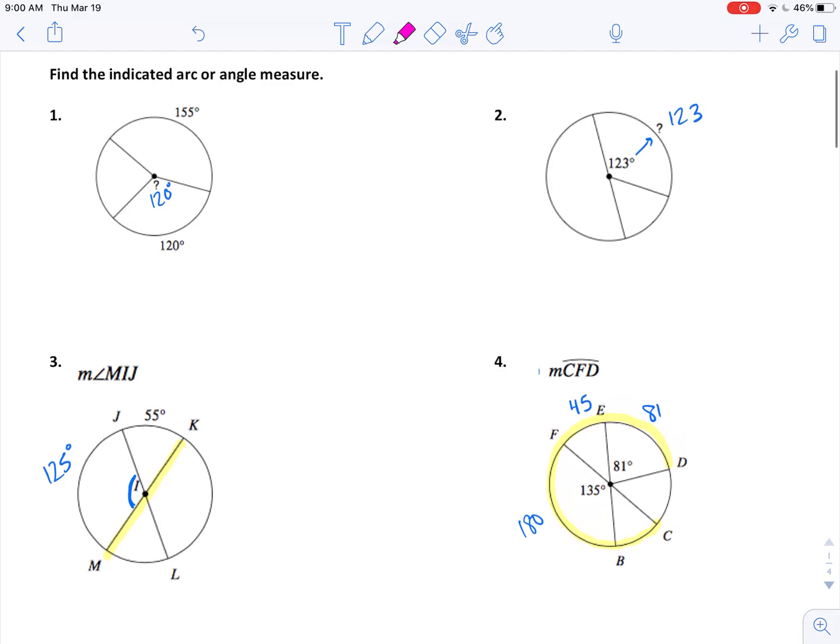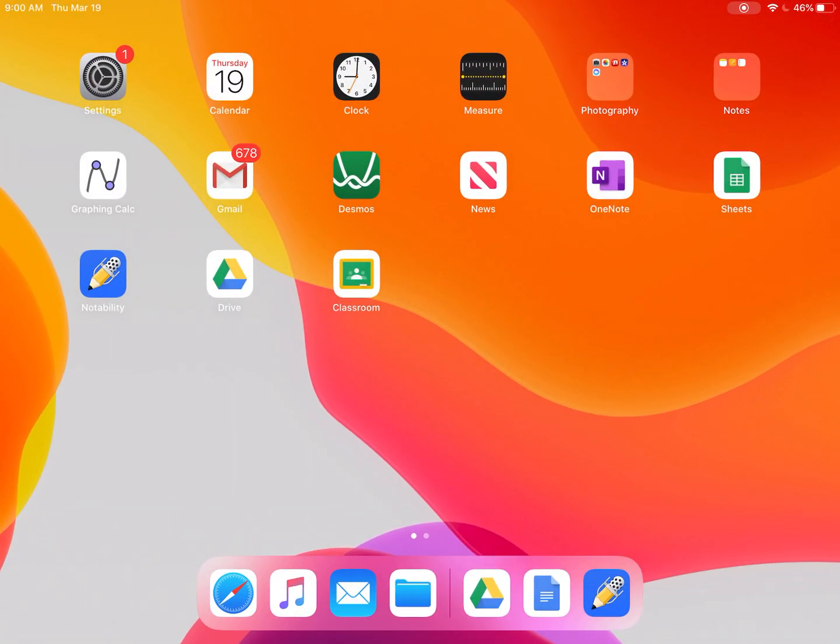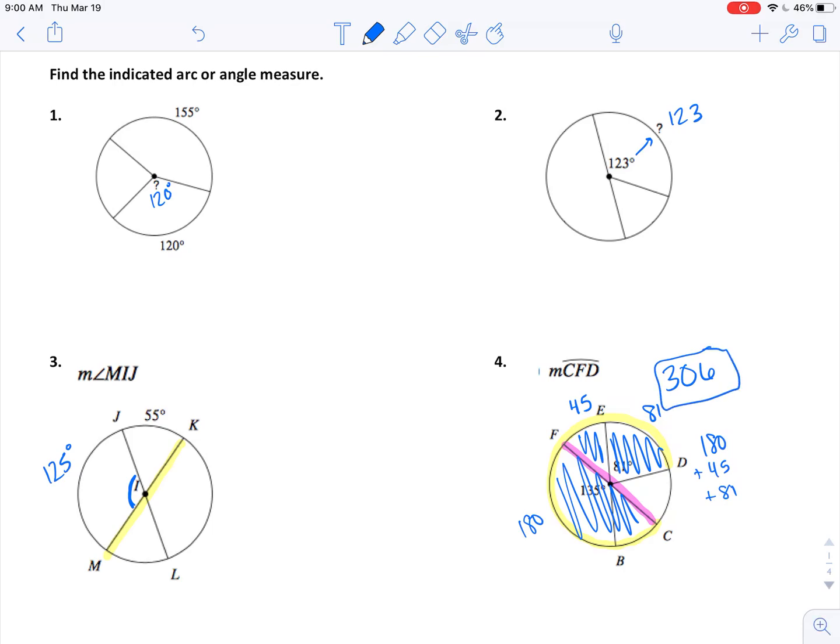All right, now let's check this out. How can we use this information to help us solve for the arc measure? I've got 180 on this side. Here's 180 plus the 45 plus another 81. So plus 45 plus 81 gets me that whole arc. So let's see, 180 plus 45 plus 81 gets me 306 degrees.